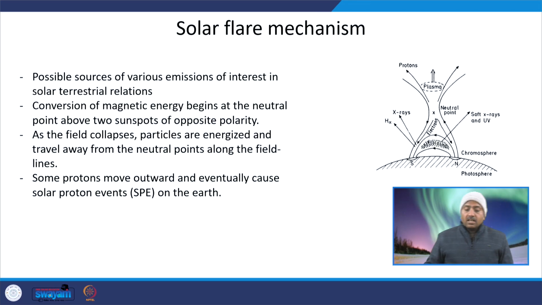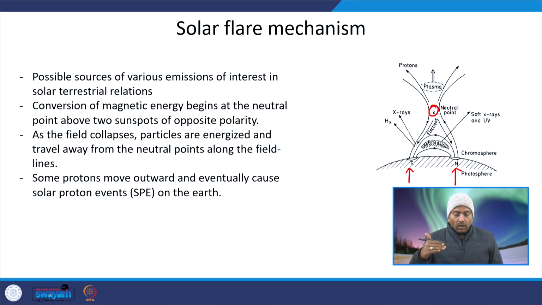The solar flare mechanism is shown in this figure. So, possible sources of various emissions which are of terrestrial interest are also shown here. Okay. So, the conversion of magnetic energy begins at the neutral point above the two sunspots. This is the neutral point which is shown right in the middle. These are the two sunspots with opposite polarity, south and north. So, between these two sunspots, there is a neutral point where the conversion of magnetic energy usually occurs.